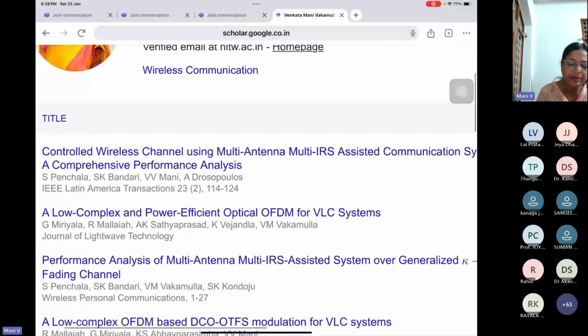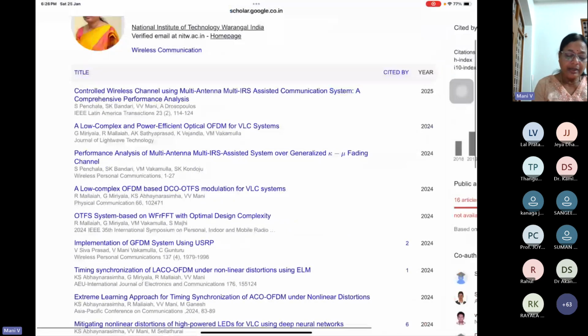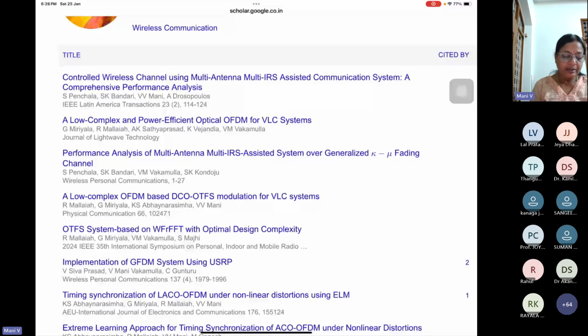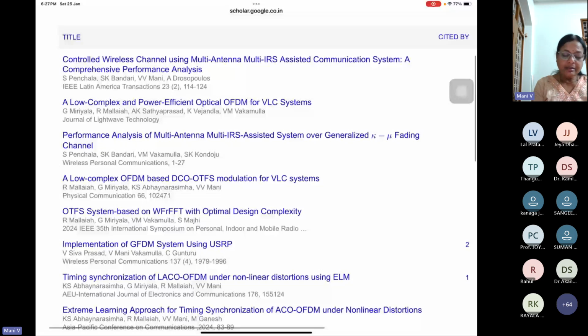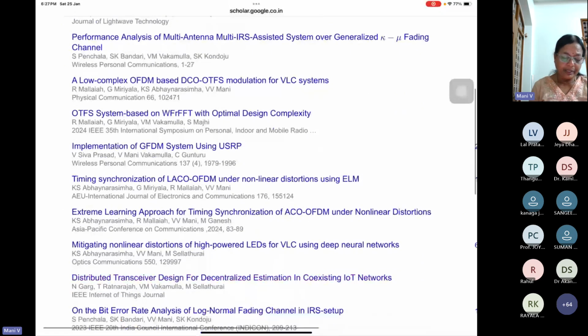So we could publish a good amount of work in moderate journals and even IEEE journals. This work is on a controlled wireless channel using a multi-antenna, multi-IRS assisted communication system, a comprehensive performance analysis. This is in IEEE Latin America Transactions. The next one is a low complex and power efficient optical OFDM for VLC systems, and the second paper is real-time work. In IRS, KMU fading is a math work, and low complex OFDM based OTFS modulation for VLC systems is in Physical Communication, and like that there are many good publications.